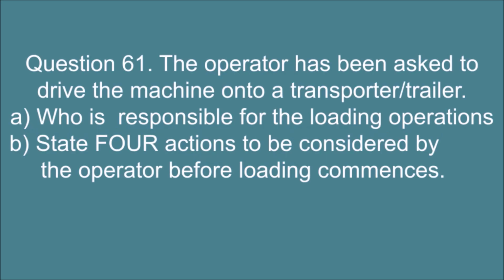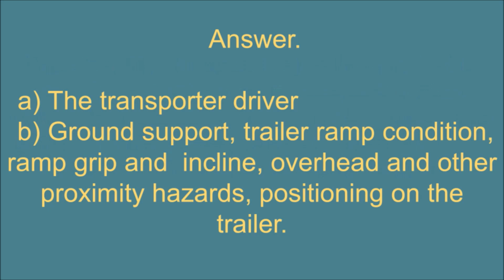Question 61. The operator has been asked to drive the machine onto a transporter or trailer. A. Who is responsible for the loading operations? B. State 4 actions to be considered by the operator before loading commences. Answer: A. The transporter driver. B. Ground support, trailer ramp condition, ramp grip and incline, overhead and other proximity hazards, positioning on the trailer.